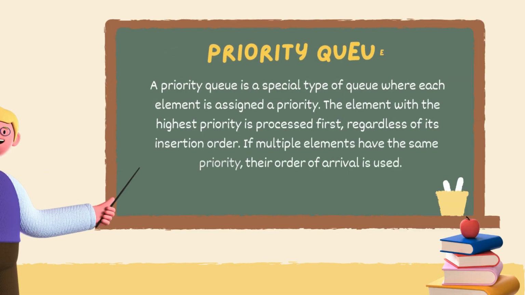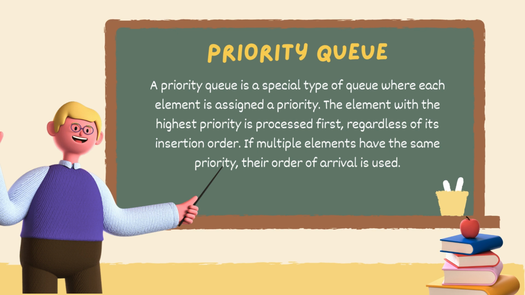Now, let's talk about the priority queue. Unlike a normal queue, a priority queue assigns a priority to each element. The element with the highest priority is processed first, regardless of when it was added. If multiple elements share the same priority, their order of arrival is used to decide who goes first.